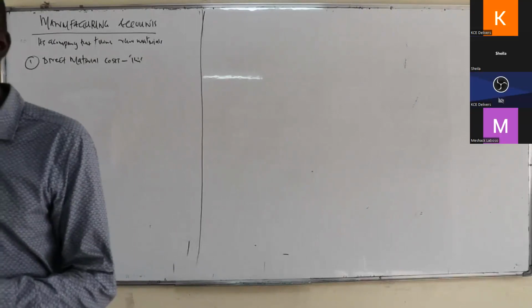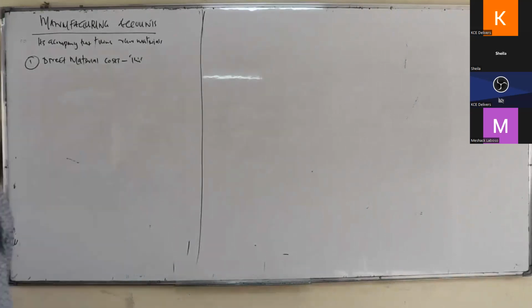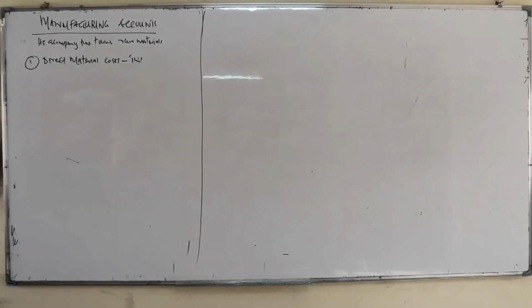That is, materials that can be identified in the final product. So the first cost here we're talking about is material cost. For instance, if you're manufacturing furniture, that is your manufacturing business. Your products are furniture, isn't it? So materials will constitute timber, nails, glue, those things. So that is the first cost.